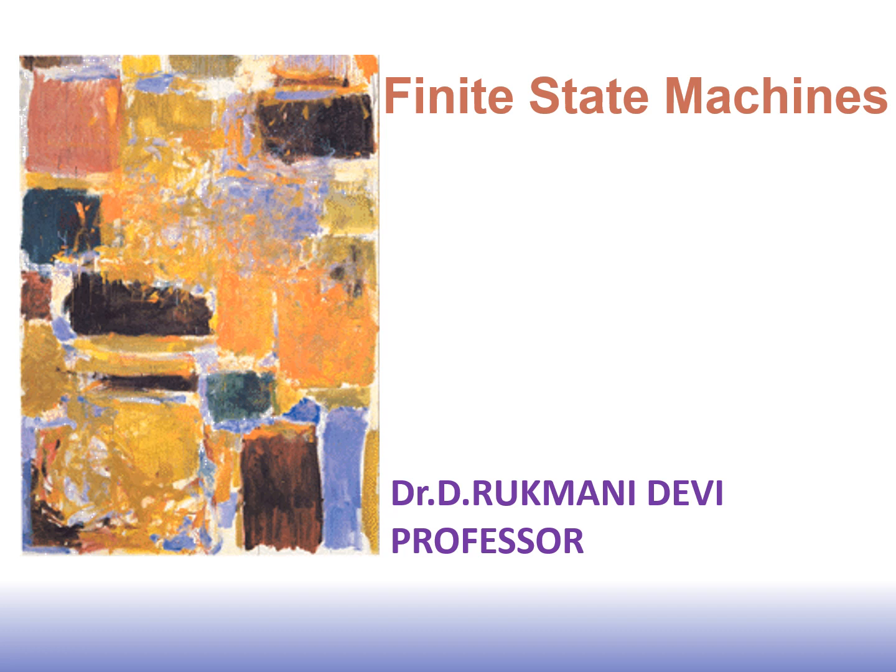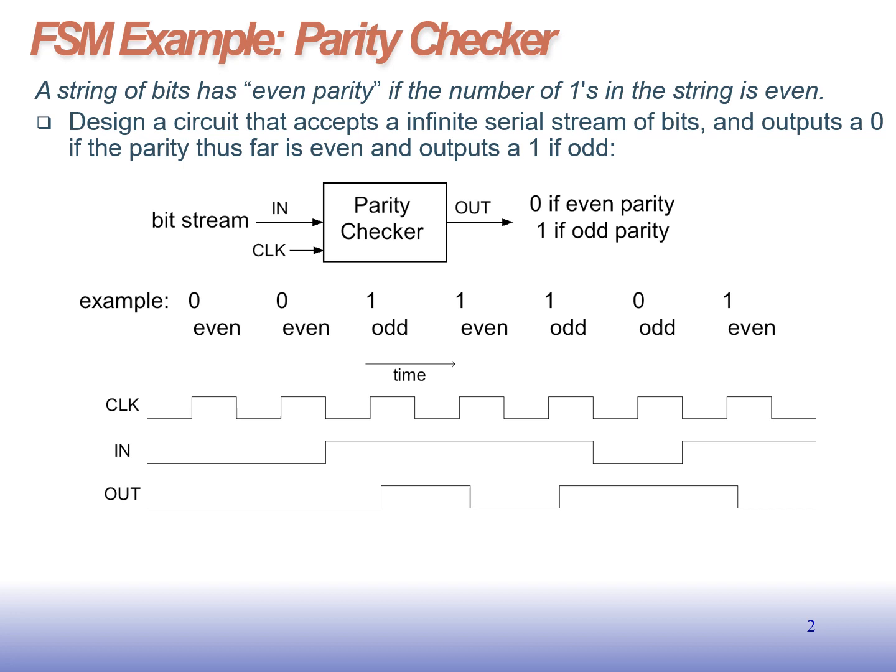Now we have the example. The example is a parity checker. A parity checker works on a sequence of information, and we are going to find whether it is odd parity or even parity. The sequence has a number of bits. If the number of bits consists of an even number of ones, it is even parity. If it has an odd number of ones, it is odd parity. A string of bits has even parity if the number of ones in the string is even. String is nothing but information.